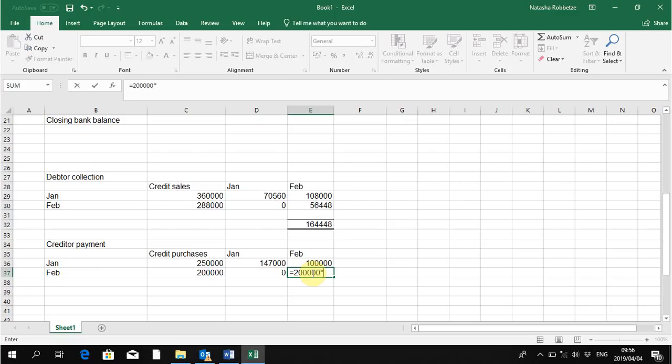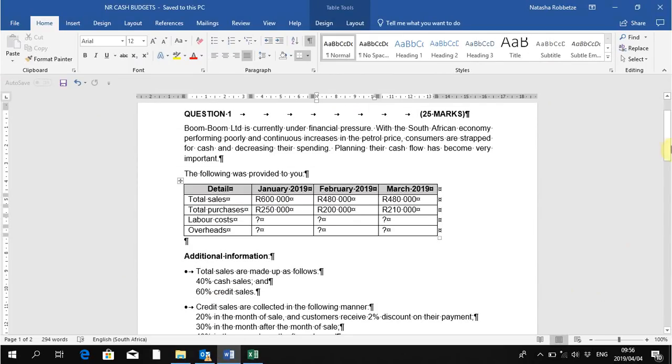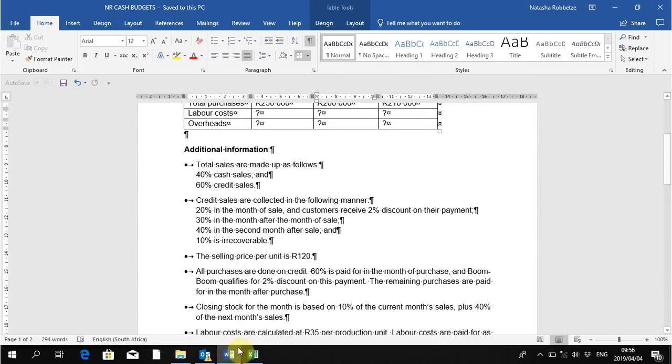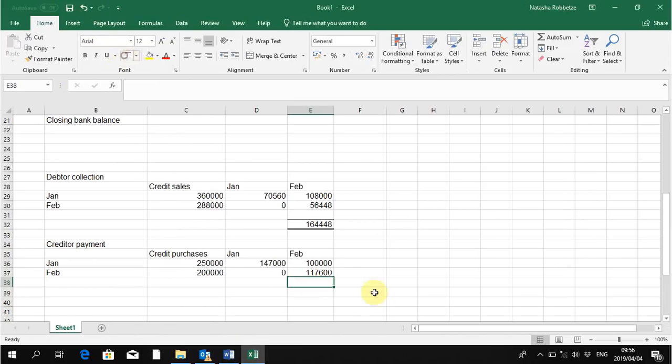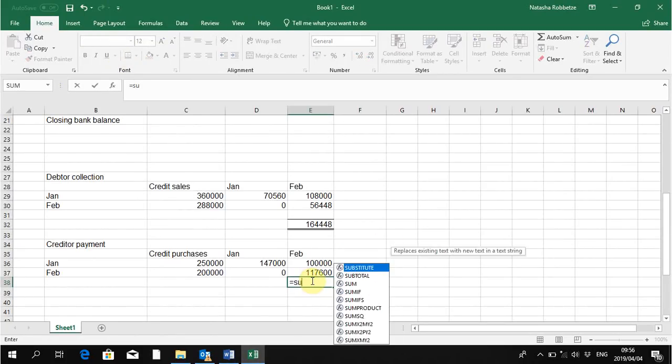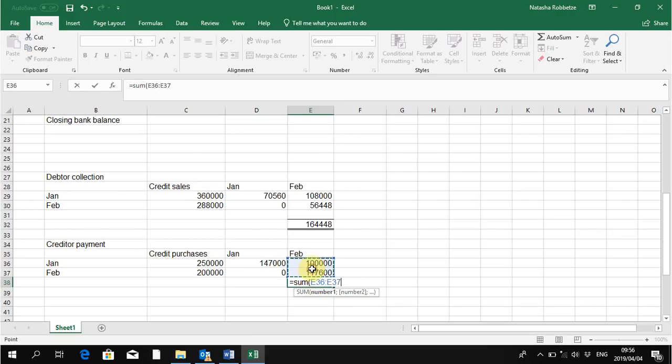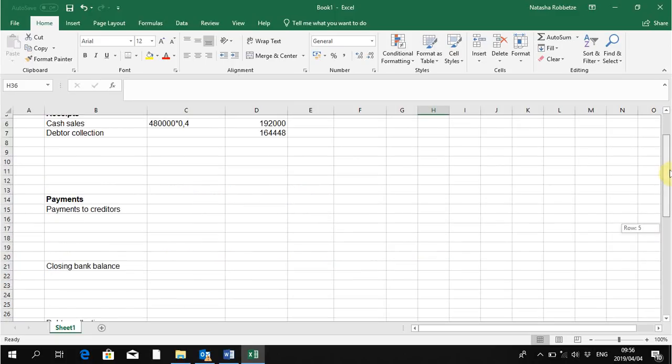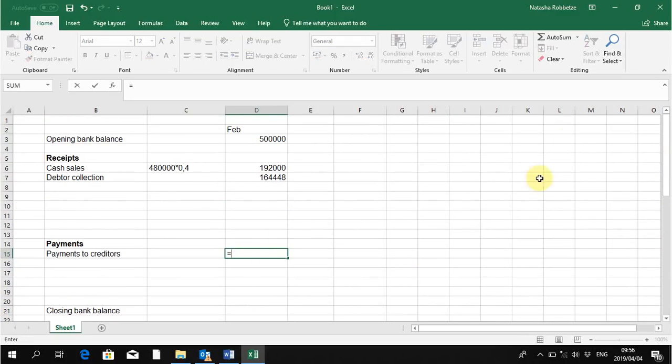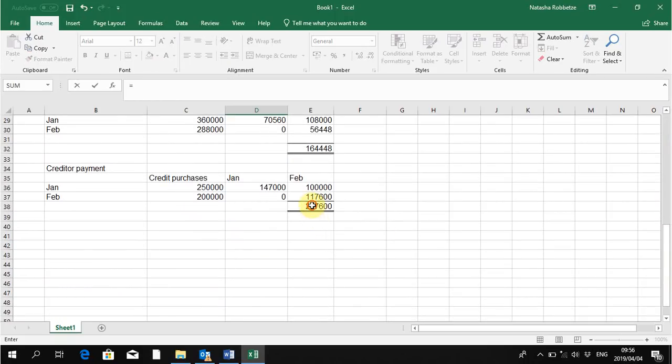200,000 times 60% times 0.98. Let's just check again. So yes, 60% in the month of purchase. I'm going to get the sum there, and that is 217,600. So I'm filling it out. Creditor payments equals this amount.